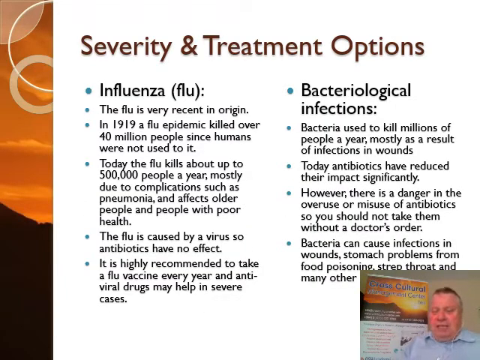The flu, now this can be more serious. The flu is more recent in origin. The most dramatic example of the flu was an epidemic right after World War I that killed over 40 million people. And that was for a couple of reasons. It was new. Our people's immune systems were not adapted to it. Also, it spread very quickly because it was in 1919.